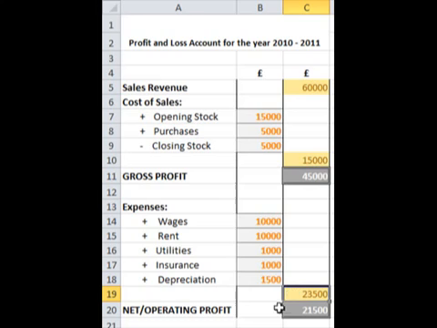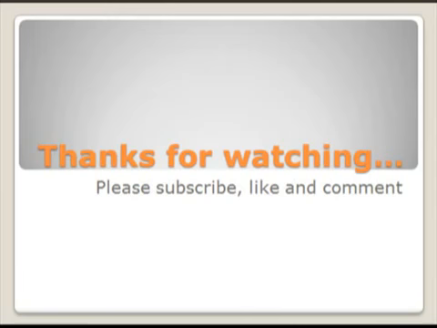To get our net and operating profit, we must take our gross profit, which was £45,000, and take away from this our total expenses, which was £23,500. This gives our final net or operating profit of £21,500. If the value in this box here at the bottom right was a negative number, we have made a financial loss for that year. And that's how you complete a basic profit and loss account for business finance.